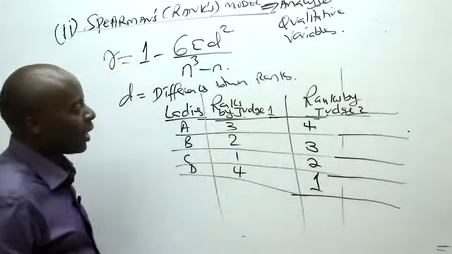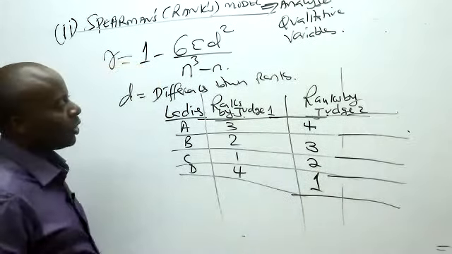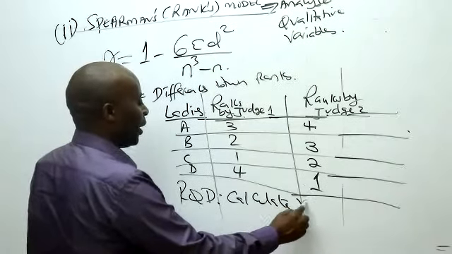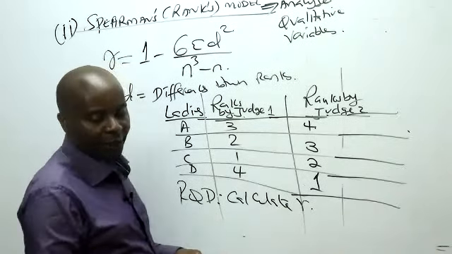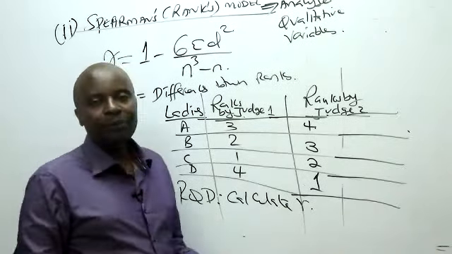And then now you are required, ladies and gentlemen, to calculate R. Because of the ranks, you can only use the ranks model. And for us to use the ranks model, you need to create a column where you capture D squared. Remember, D stands for your differences between ranks. D stands for differences between 2 ranks.